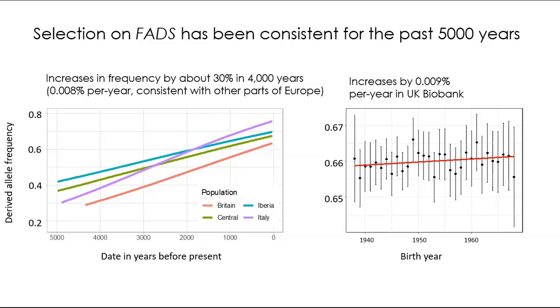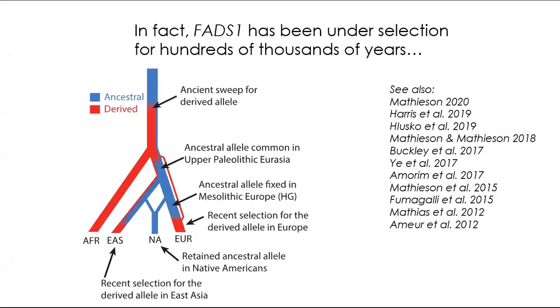And somewhat remarkably, if we look at UK Biobank as a function of birth year, it increases by almost exactly the same amount. So again, this effect, whatever it is, has been consistent over the last 5,000 years. It seems to be more or less consistent over the last 50 years as well. And it turns out that, in fact, it's not just the last 5,000 years. This variant has been under selection in different ways for hundreds of thousands of years.